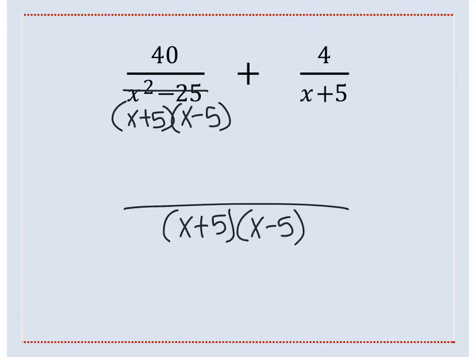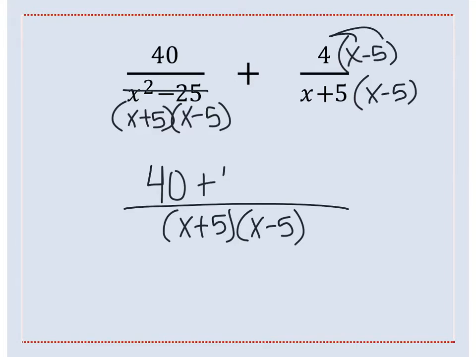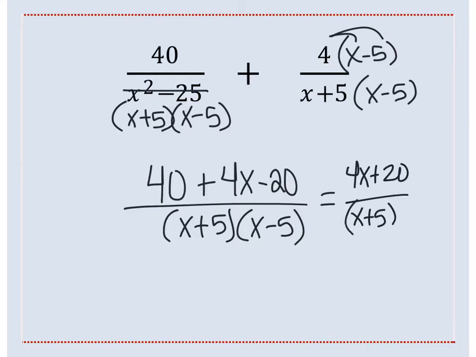What is my first fraction missing? Nothing. It already had both of them. So we're going to bring down the 40. My second fraction had an x plus 5, but it's missing an x minus 5. Okay. Distribute. You get plus 4x minus 20. We're going to go ahead and combine like terms. So 4x, and now we have 40 minus 20. 40 minus 20 is a positive 20. So 4x plus 20 over x plus 5, x minus 5.